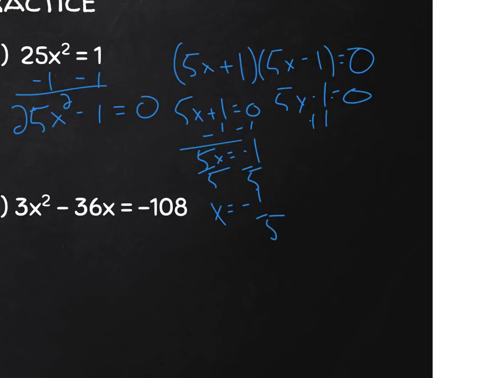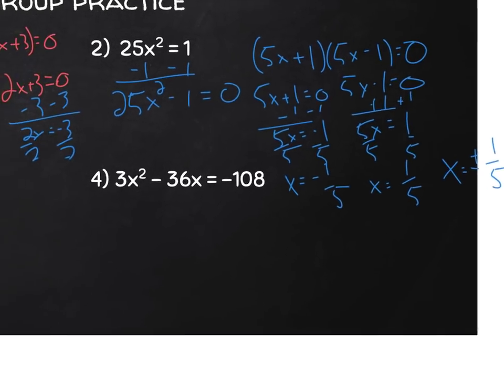And then over here we're adding 1. Dividing by 5. And x equals 1/5. So we get negative 1/5 and 1/5. Now, on these, sometimes you may see your answer written like this, plus or minus 1/5. Same idea, just a different way of writing what that answer is.